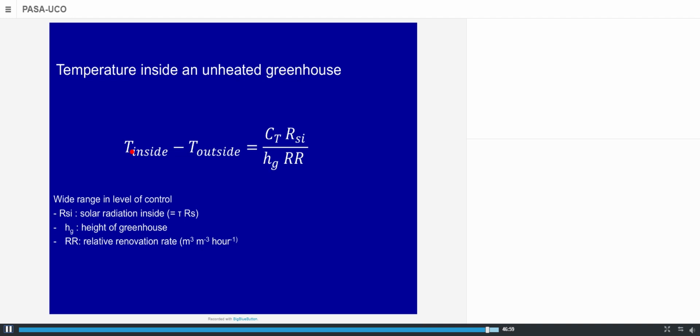How can we reduce the difference in temperature? By reducing the radiation inside. And that is done by using shade cloths or using some type of paint to reduce the transmissivity of the glazing. To reduce the difference in temperature inside and outside, we can also increase the renovation rate. We can open the vents, open the windows of the greenhouse, and that will increase the renovation rate, and that will decrease the temperature difference between the inside of the greenhouse and outside conditions.